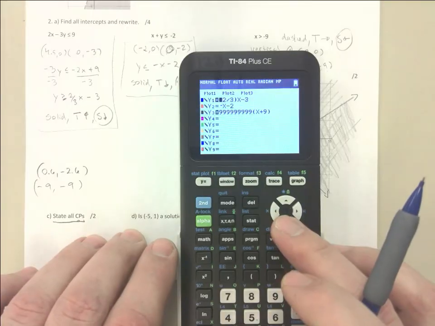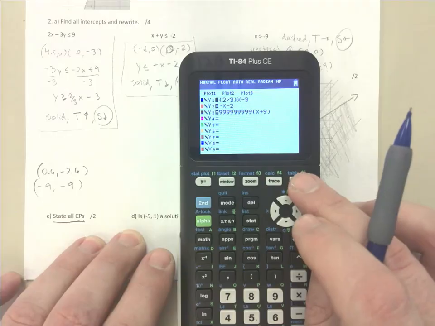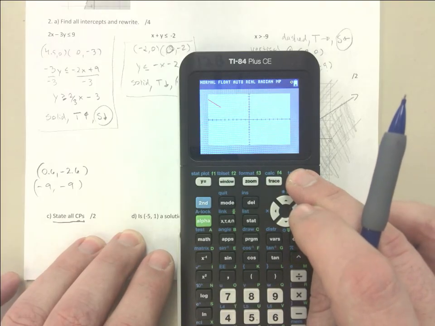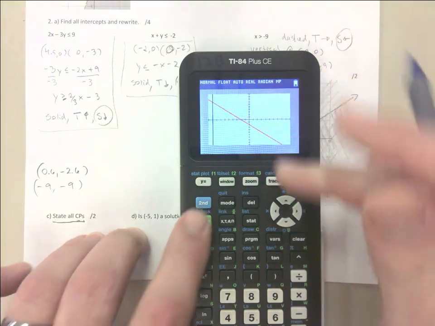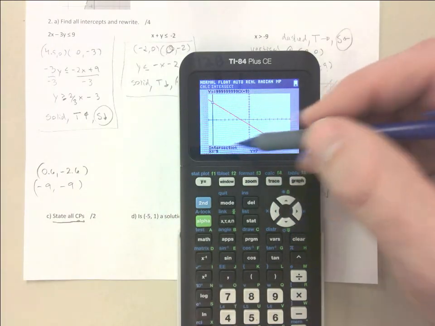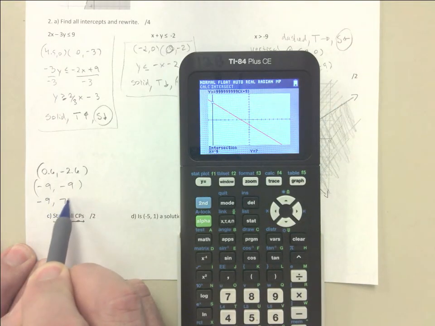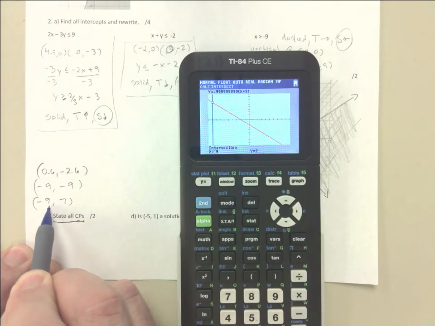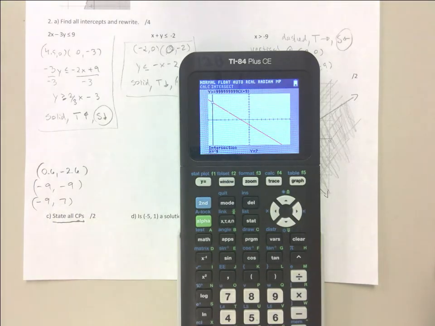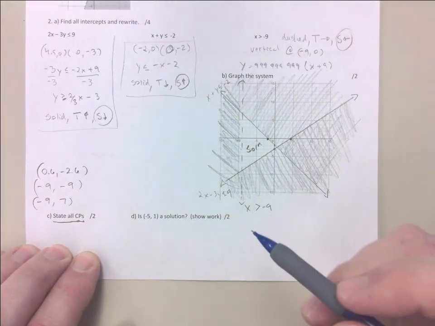And last but not least, turn on the red one, turn off the blue, hit graph, and you're left with that. Second trace 5, enter, enter, enter. Negative 9, 7. We're not surprised that it's negative 9 for our x, because it is along that vertical -9 line. Okay? So there you have your corner points, the points of intersection.